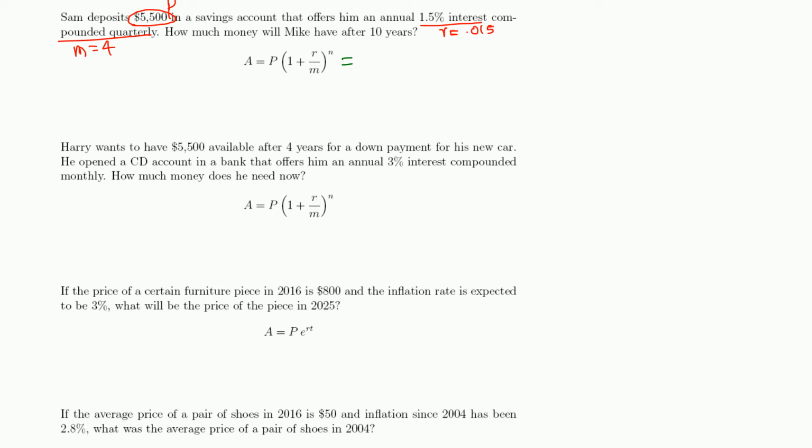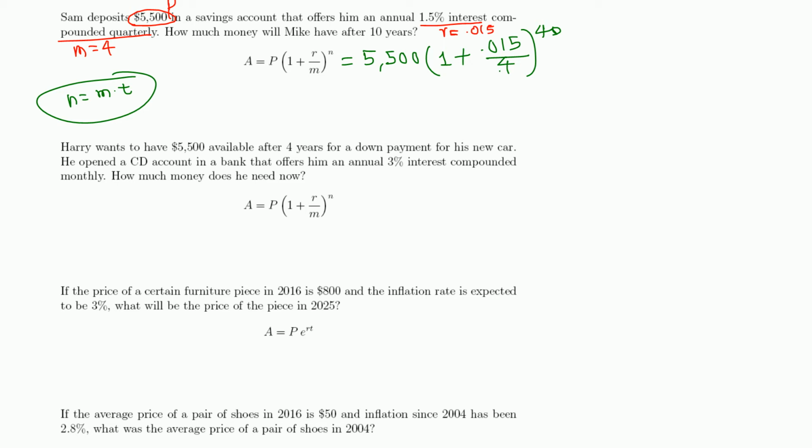So P is 5,500 times the quantity 1 plus R, the rate, which is 0.015, divided by M. Quarterly means M is 4, times N. N means in 10 years how many quarters are there. So 10 times 4. This N is in fact M times time. In 10 years, each year there are 4 quarters, so 10 times 4 is 40.